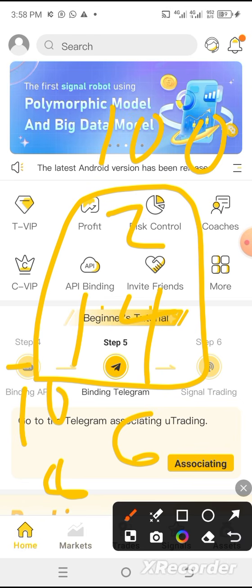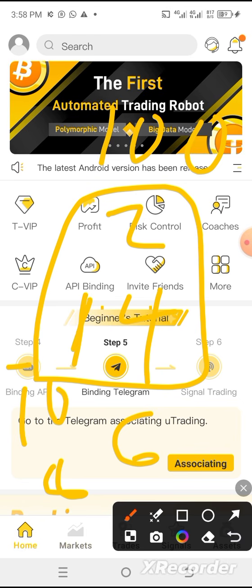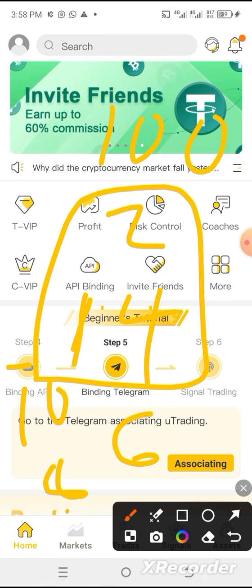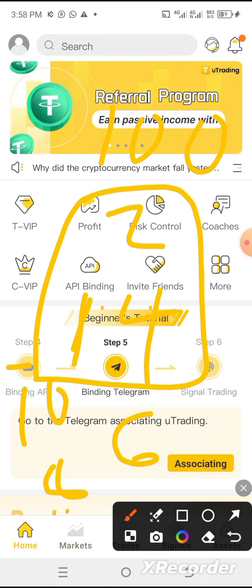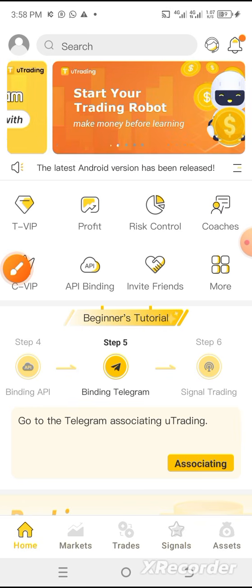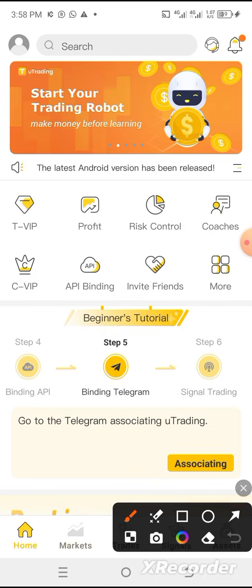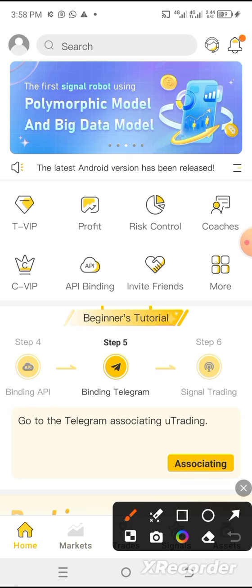Even if you're trading $1,000, you can trade a maximum of five coins, putting $200 per coin, and you can still trade four coins at $250 per coin. So that's that. Then another thing you need to look into is what type of coin you are trading.